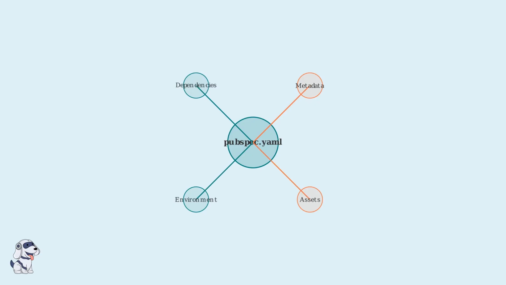The pubspec.yaml file can also specify assets like fonts and images, making them available throughout your application. This centralizes all resource management. The pubspec.yaml file truly serves as the configuration hub for your Dart project. It centralizes dependencies, metadata, environment constraints, and assets all in one place, making project management simple and organized.